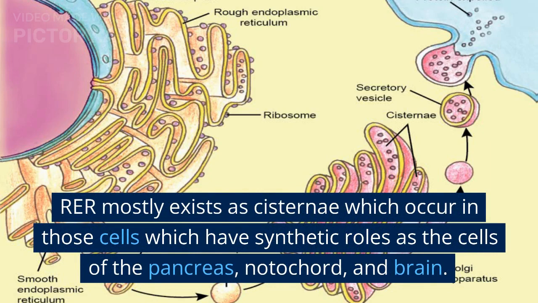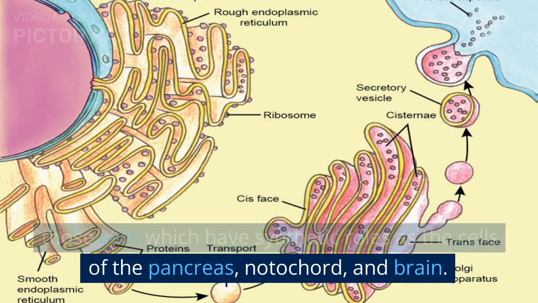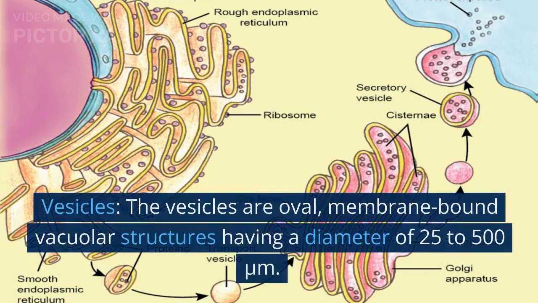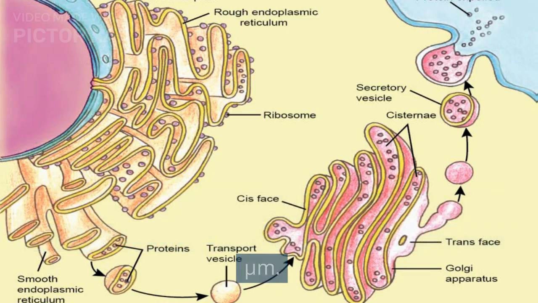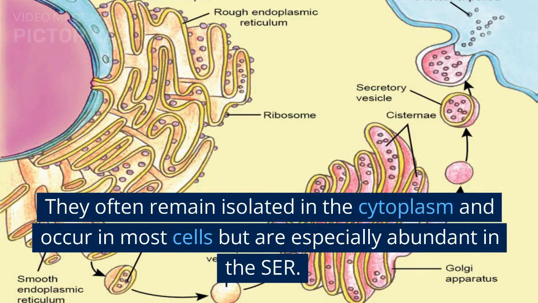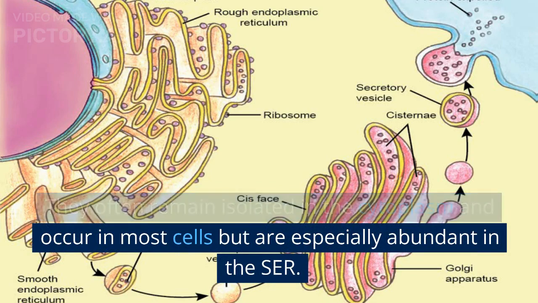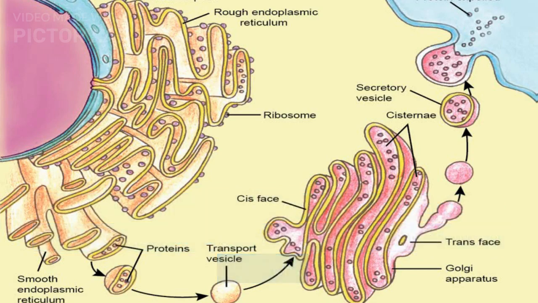RER mostly exists as cisternae, which occur in those cells which have synthetic roles, such as the cells of the pancreas, notochord, and brain. Vesicles. The vesicles are oval, membrane-bound vacuolar structures having a diameter of 25 to 500 micrometers. They often remain isolated in the cytoplasm and occur in most cells but are especially abundant in the SER.